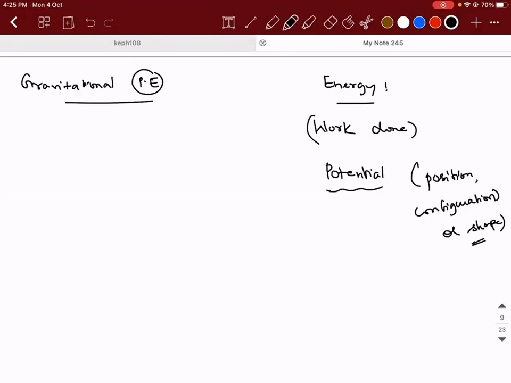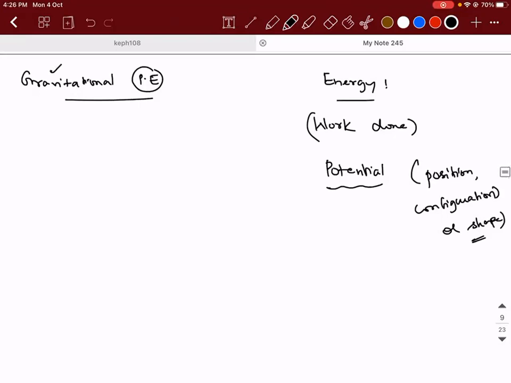Position means something with respect to one position with respect to another. Configuration means the way the particles are arranged. Shape means what is the shape of the particular object you're trying to talk about. Right. So now you understood what is potential and energy. So it has something to do like this.